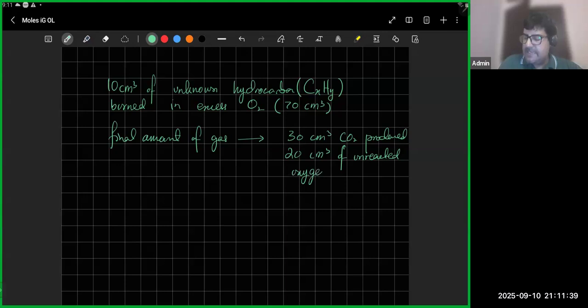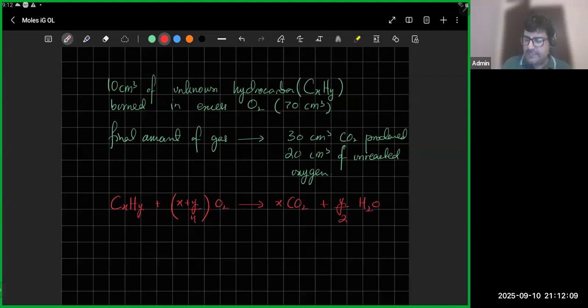He didn't tell us anything about the amount of water. So now I'm going to use that equation, which is CxHy plus (x + y/4) O2, giving x CO2 and y/2 H2O. Unknown hydrocarbon, this is the general equation.